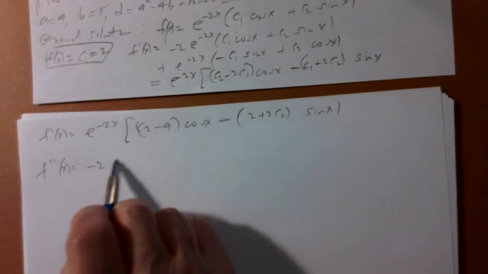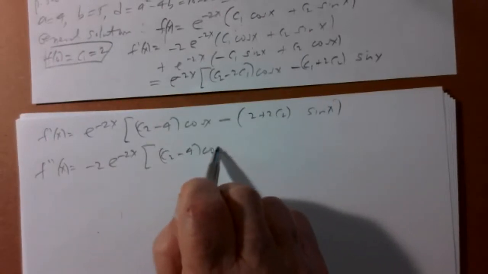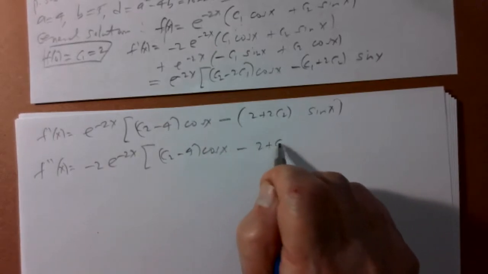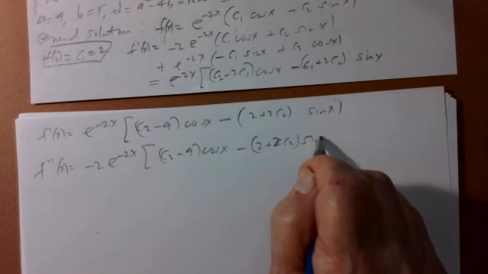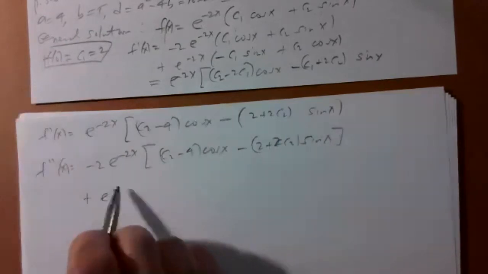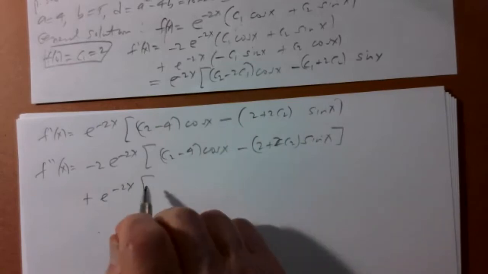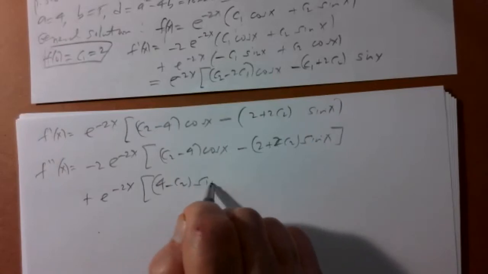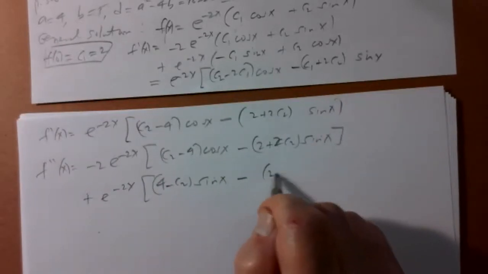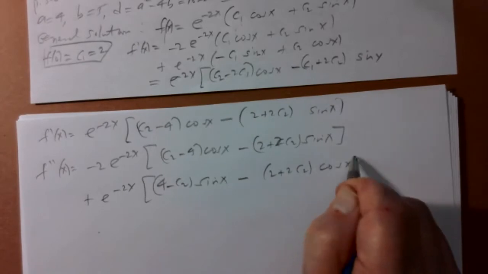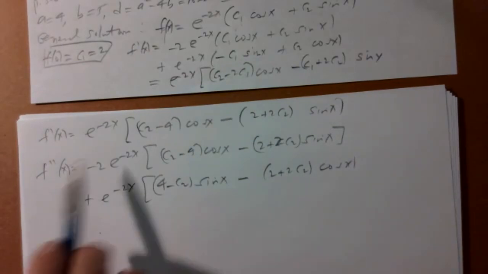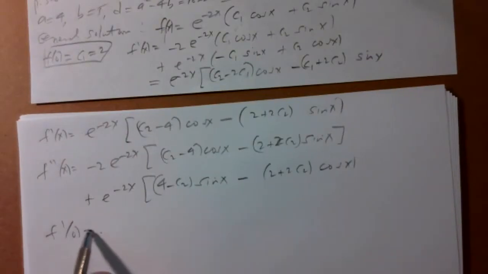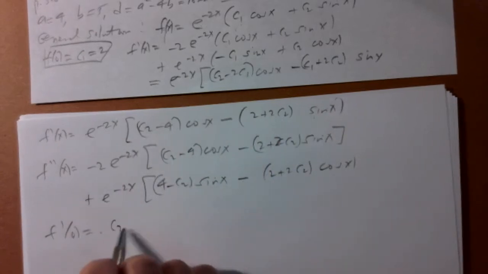I get minus 2 e to the minus 2x times this, c2 minus 4 cosine x minus 2 plus 2c2 sine x, plus e to the minus 2x times the derivative of this, which is minus this, that makes it 4 minus c2 sine x minus 2 plus 2c2 cosine x. Now, if I evaluate f prime at 0, e to the 0 is 1, sine is 0, I get c2 minus 4.